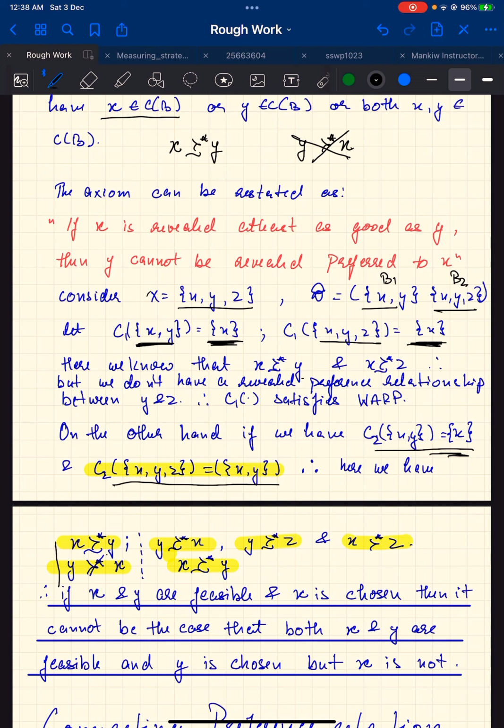So if X and Y are feasible and X is chosen, then it cannot be the case that both X and Y are feasible and Y is chosen, but X is not. So this completes our brief discussion about revealed preference and the weak axiom of revealed preference.